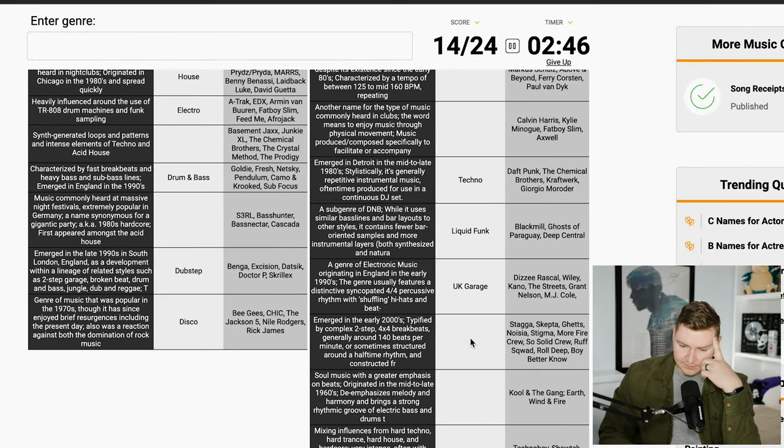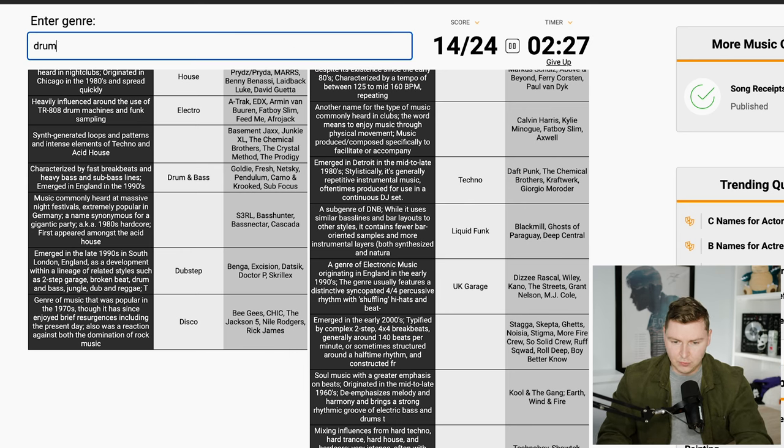This is weird. Emerged in the early 2000s, typified by complex two-step 4x4 breakbeats, generally around 140. This is breaks. Is this not? Breakbeats. Noisia, rough. This is drum step?